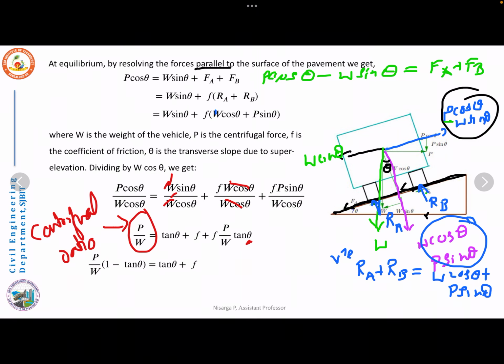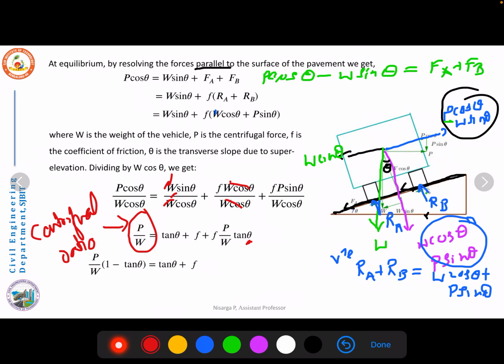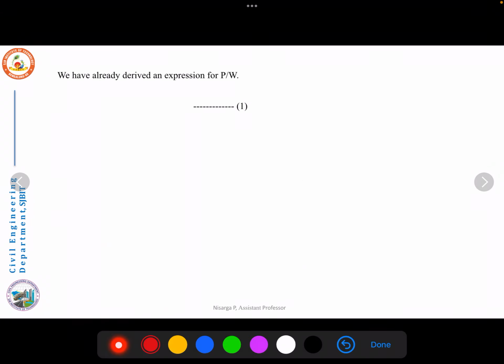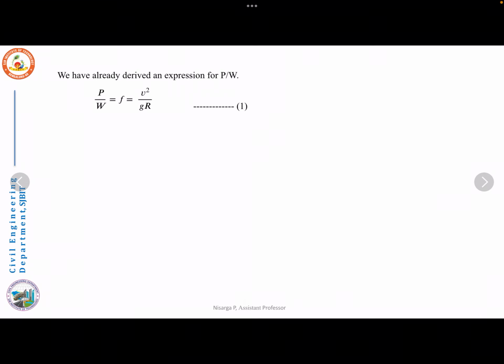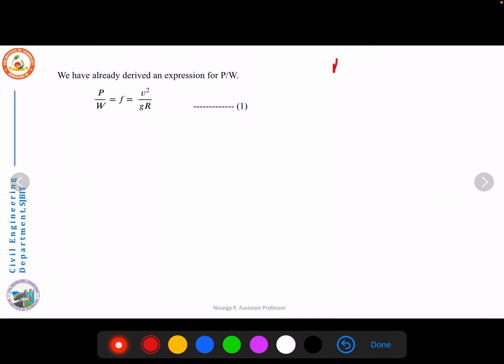Now taking P by W on one side, P by W is equal to tan theta plus F divided by 1 minus tan theta. So thus the centrifugal ratio P by W will be equal to tan theta plus F divided by 1 minus tan theta. We have already derived the expression where the centrifugal ratio can be expressed as F is equal to V square divided by gR. This is the condition we derived when we analyzed the horizontal centrifugal force developed at the horizontal curves.